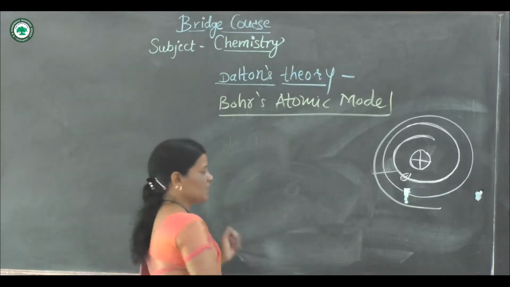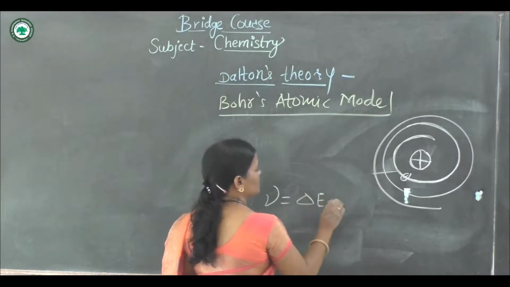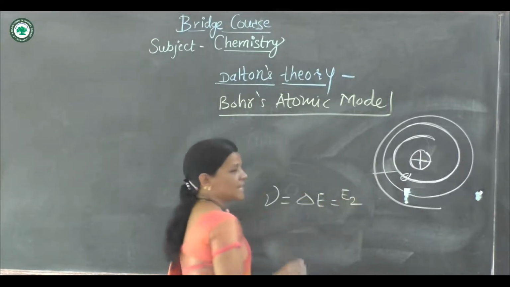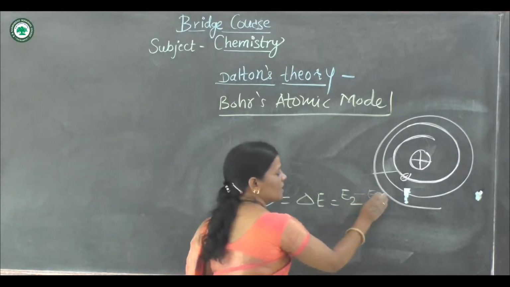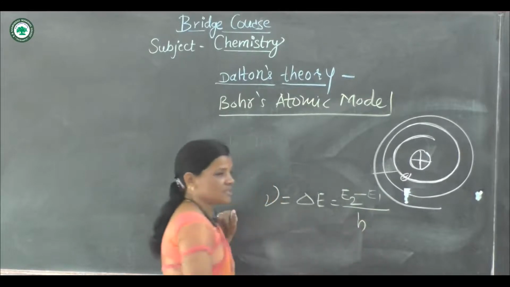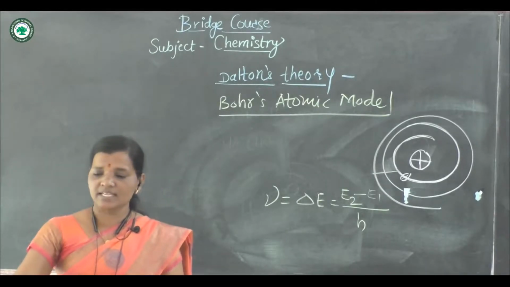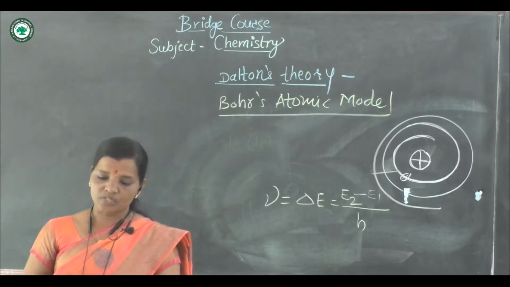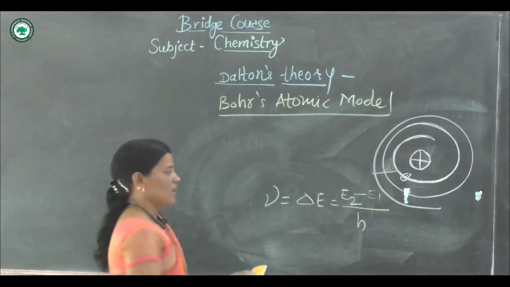So what is the frequency of radiation? Nu is equal to delta E, which is equal to E2, the energy of the higher stationary level, minus E1, the energy of the lower stationary level, divided by h, the Planck's constant. So these things are given by Bohr's atomic model.